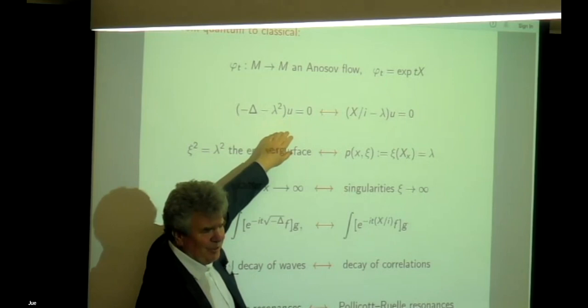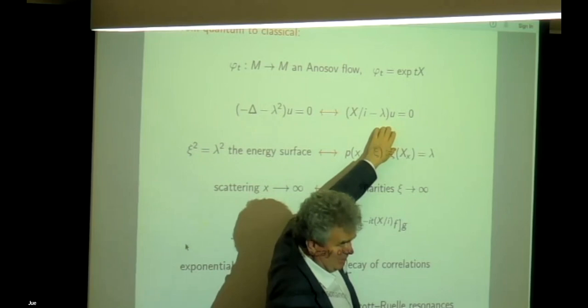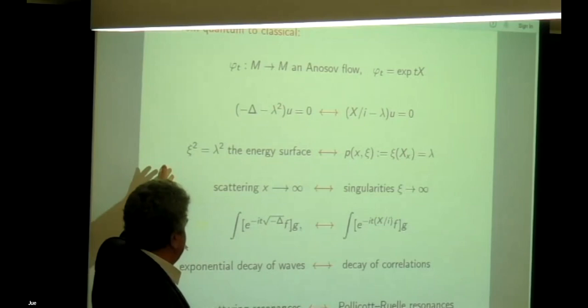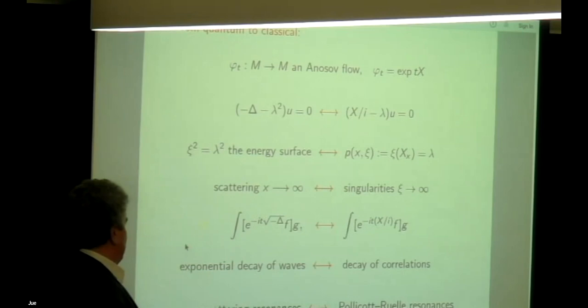You know, think of plane waves e to the i lambda x dot omega. They are not decaying. Here, the interesting solutions are not smooth because they don't decay as the frequency goes to infinity. And here, you know, you have this energy surface. Here, you just have the symbol of the operator. This is what scattering was about. This is what singularities are about. These are the two propagators. And then we have scattering resonances.